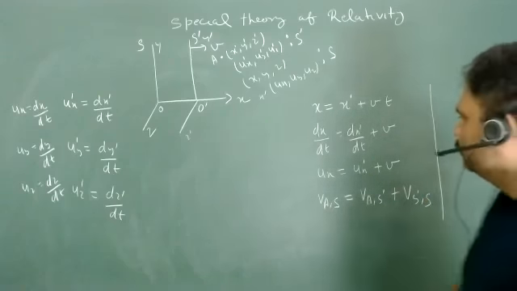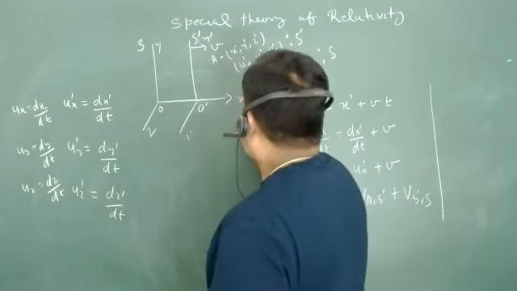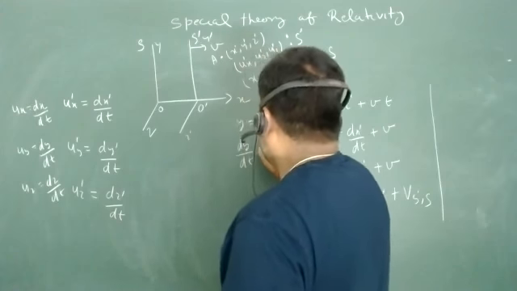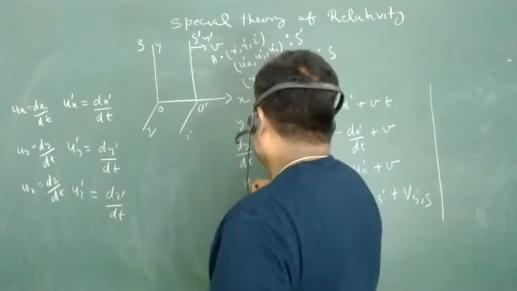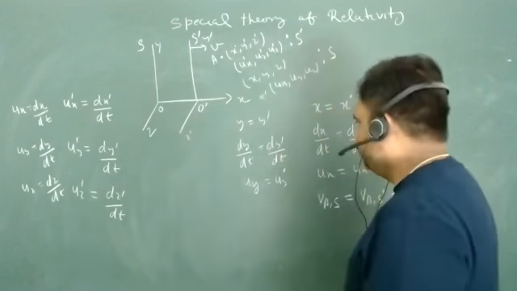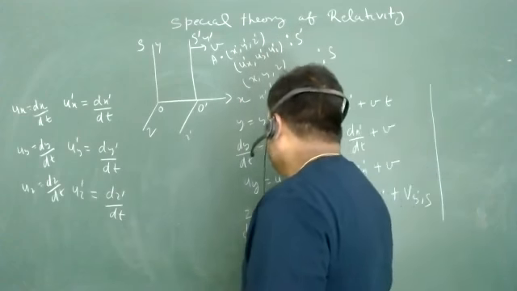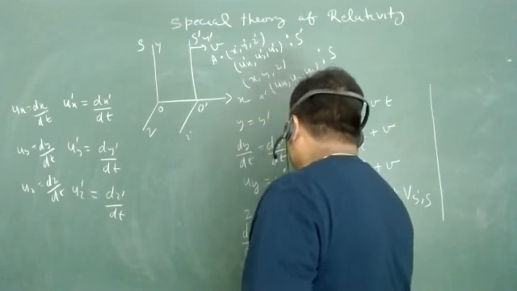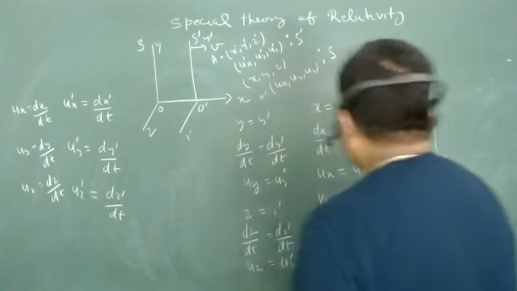For the x condition. And for y, there is not any problem. y is equal to y dash. So dy upon dt is equal to dy dash upon dt. So you have uy is equal to uy dash, isn't it? And similarly, z is equal to z dash. So we have dz upon dt is equal to dz dash upon dt. So you have uz is equal to uz dash.